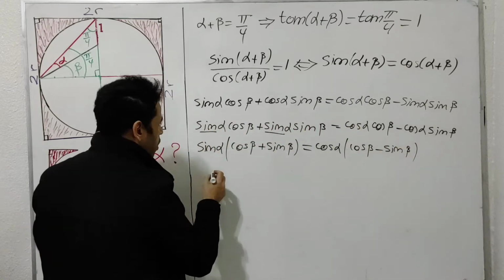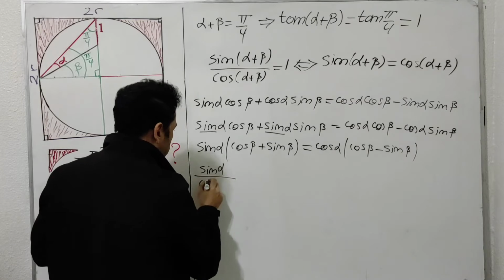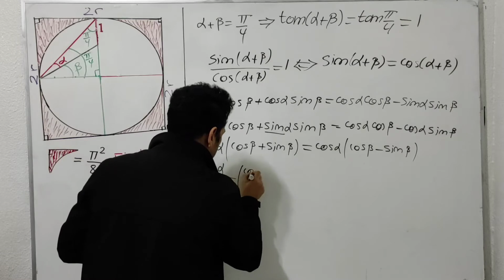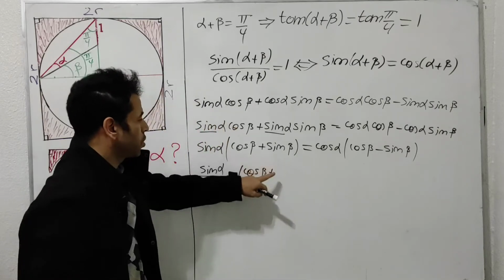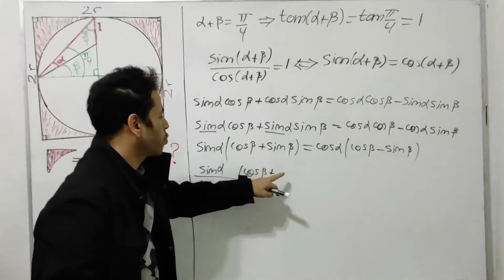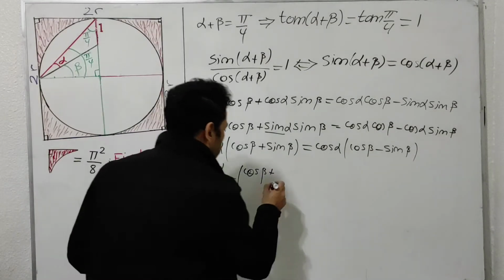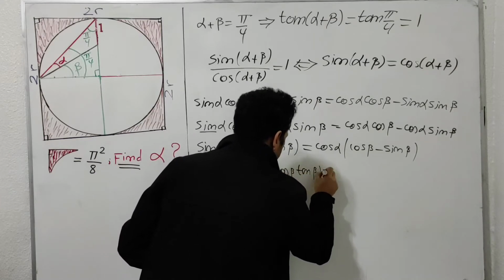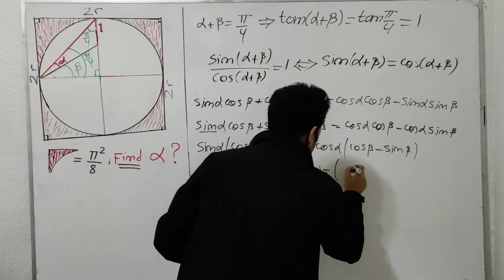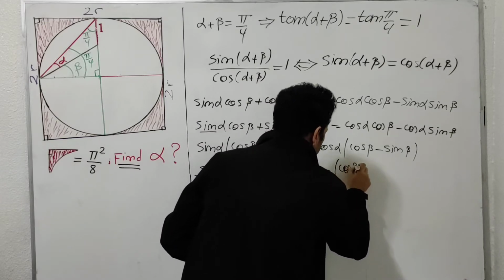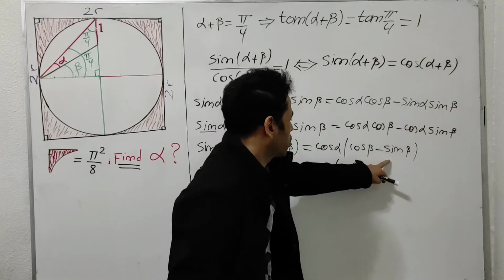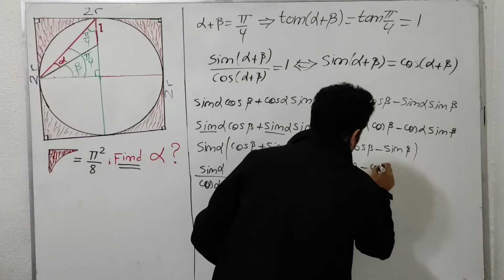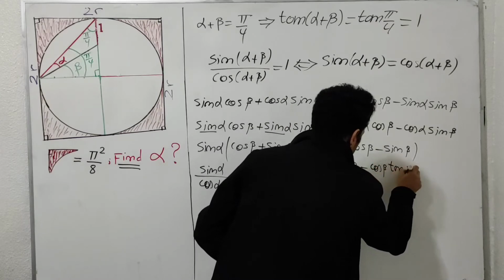I'm going to divide both sides by cosine alpha. I will get sine alpha divided by cosine alpha multiplied by cosine beta plus sine beta. I'm going to replace sine beta with cosine beta multiplied by tangent beta. I will get cosine beta multiplied by tangent beta equals cosine beta. I'm going to replace also sine beta with cosine beta multiplied by tangent beta on the right side.